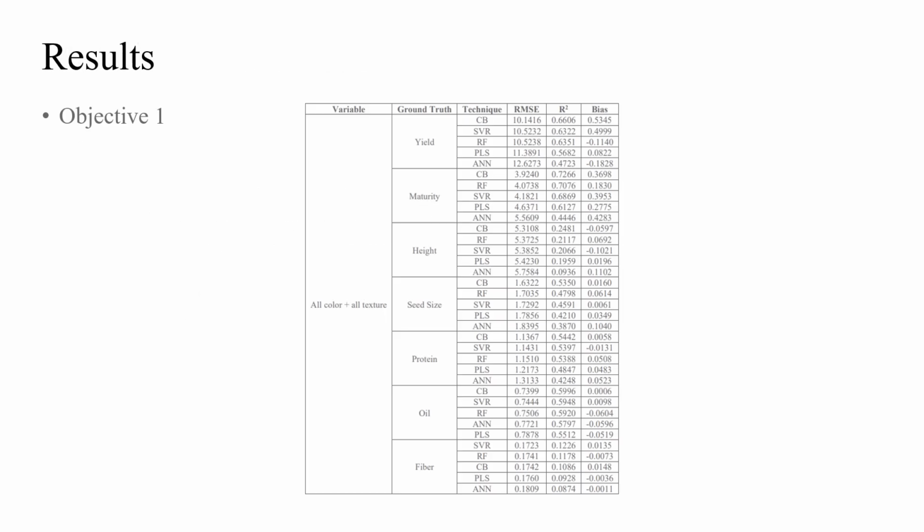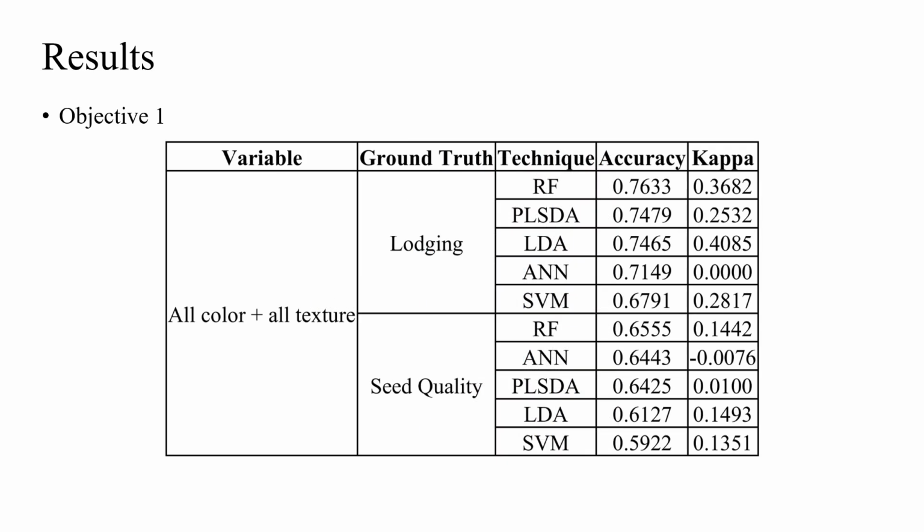Now let's look at the modeling results. For objective 1, this table shows the model performances using the 5 regression modeling techniques for the quantitative soybean traits. And this table shows the model performances using the 5 classification modeling techniques for the qualitative soybean traits. Overall, no significant difference in terms of RMSE or accuracy was observed in between the modeling techniques.